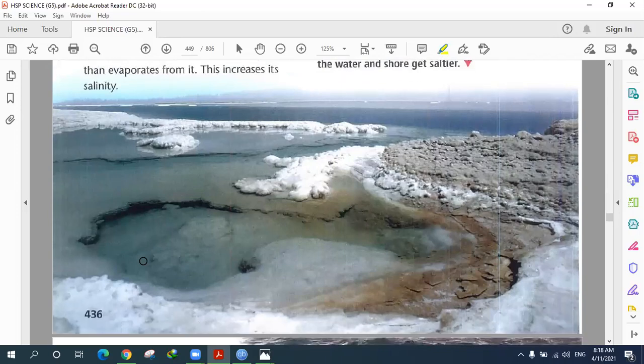Here, he's showing you a picture of a sea. Can you see all these white parts down there? Yes, this is salt. All the water evaporated, leaving the salt behind.